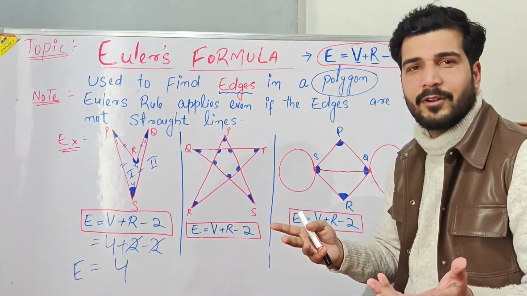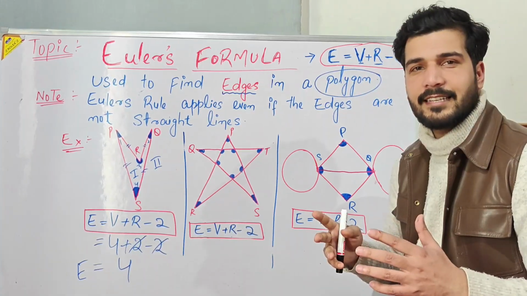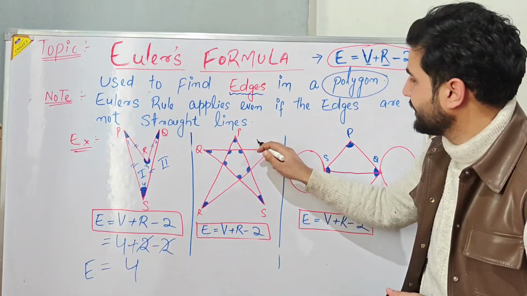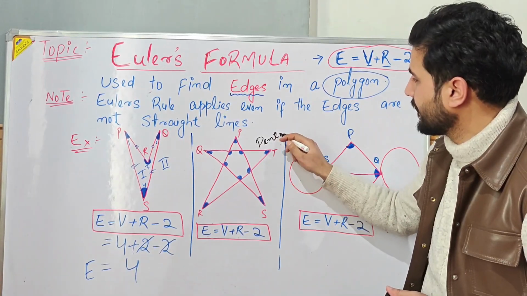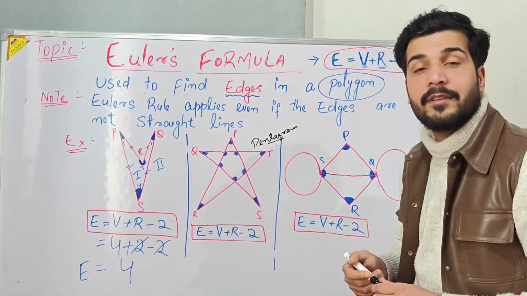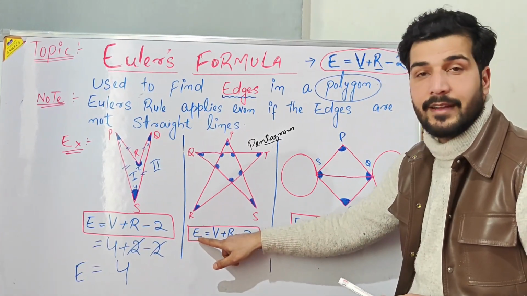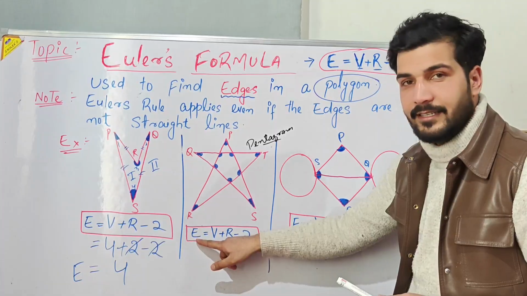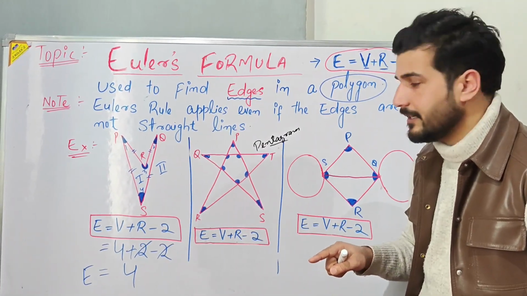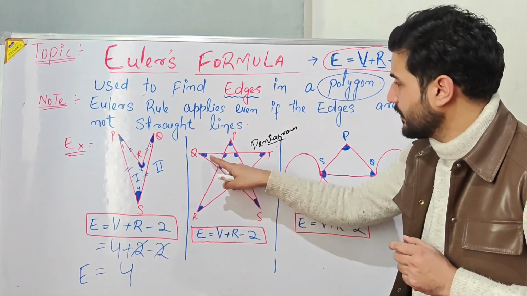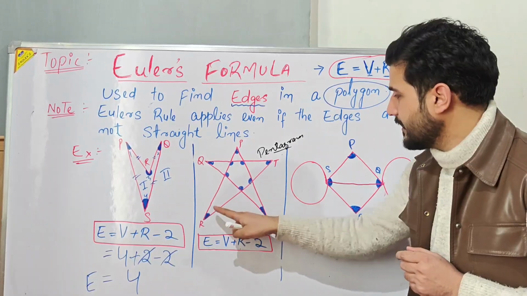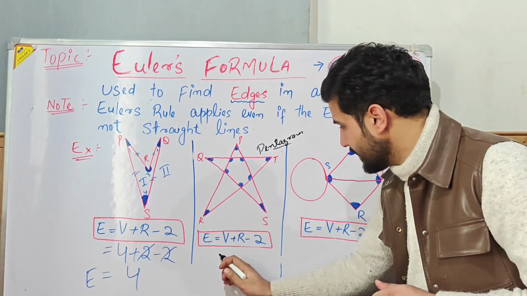Let's take another example of polygons. We will take another example, that is a pentagram. This is a pentagram. And in this pentagram, we will find the number of edges. We will find this E. So in order to find this E, we will firstly find the number of vertices, right? So how many vertices are there? This is 1, 2, 3, 4, 5, 6, 7, 8, 9, 10. So there are 10 vertices.